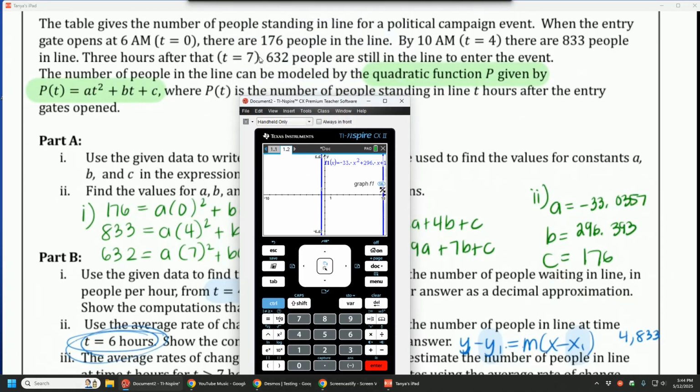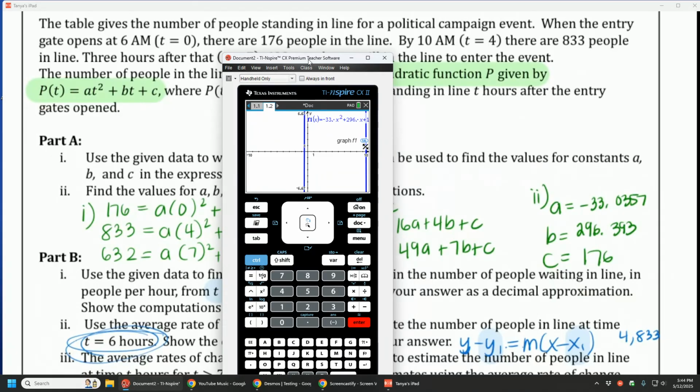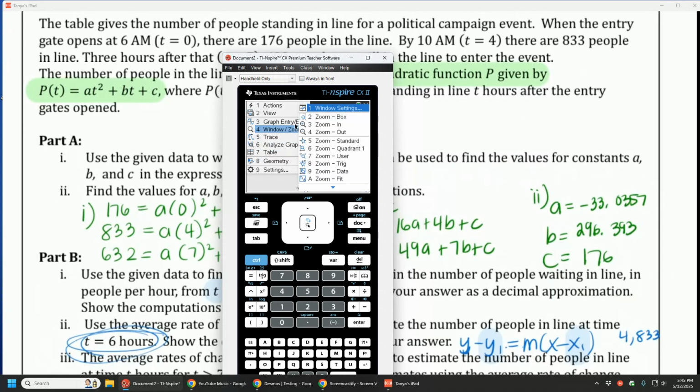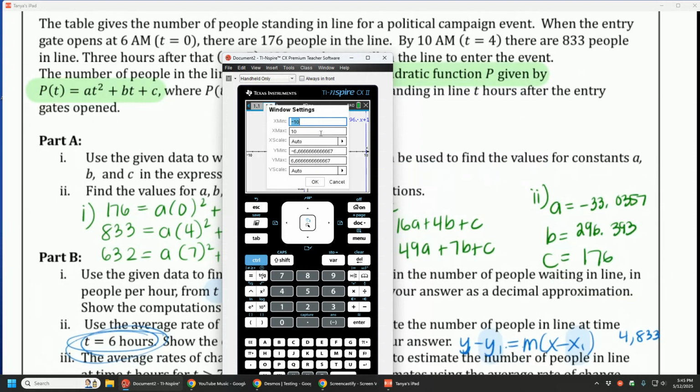If I'm looking at my t values, the biggest number here is 7. I want to go a little bit past that. And then this is a pretty big number as well. So I'm going to go to Menu, Window Zoom, and Window Settings. For x, I'm only going to go from 0, let's say, to 12. And then for y, let's go 0 to, so you see how this is 300 right here? Let's go 500 and see if it works or not. Honestly, we're just guessing. So that wasn't big enough.